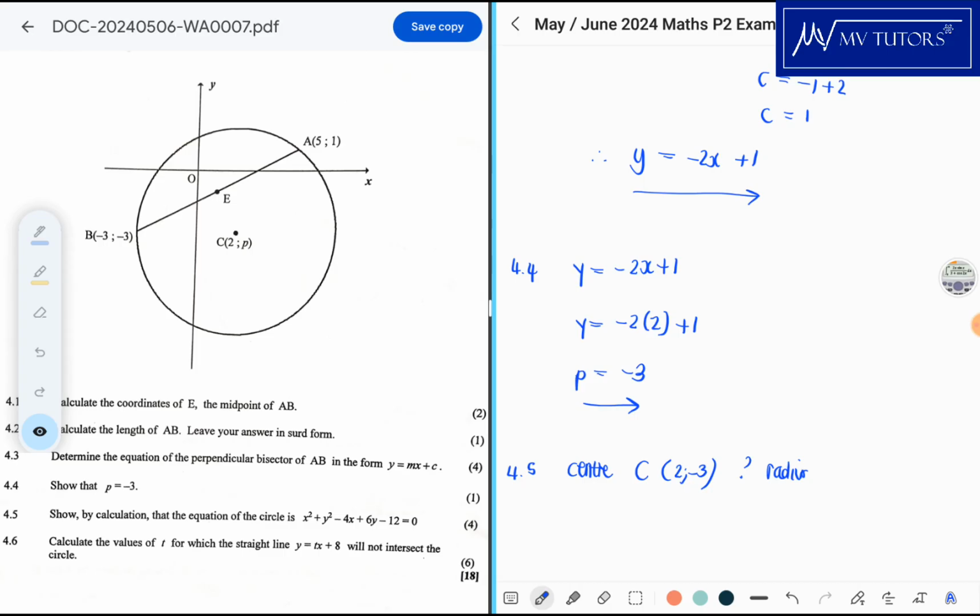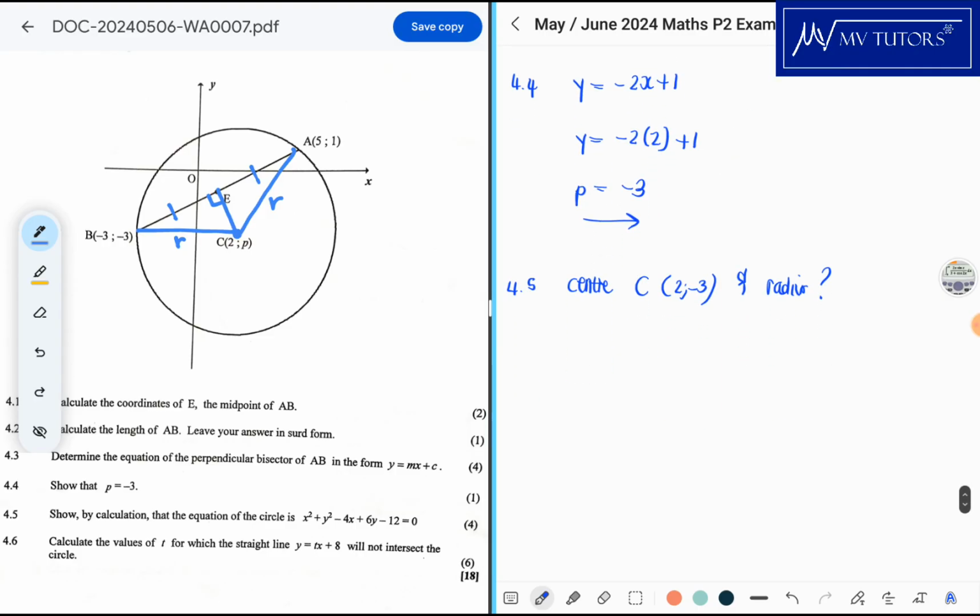Okay. Why am I putting the question mark there? And we need the radius. So how are we going to get the radius? Well, C is the center, right? So if I take C to B, that's the radius, or C to A, that's the radius. So that is how I'm going to work out what the radius is. I'm either going to take AC or BC.